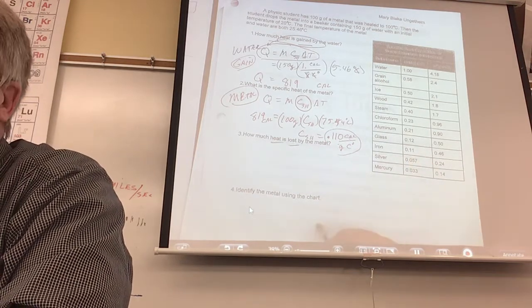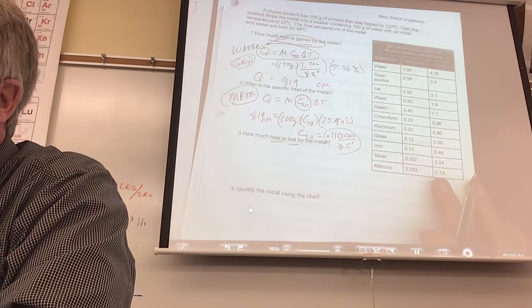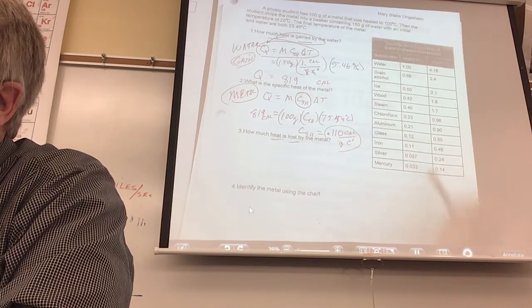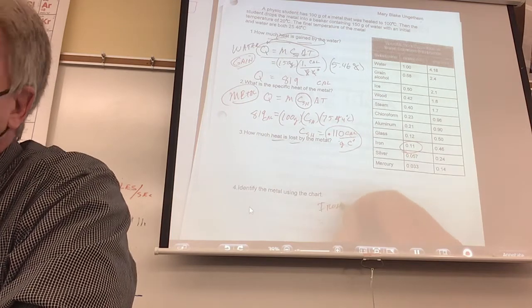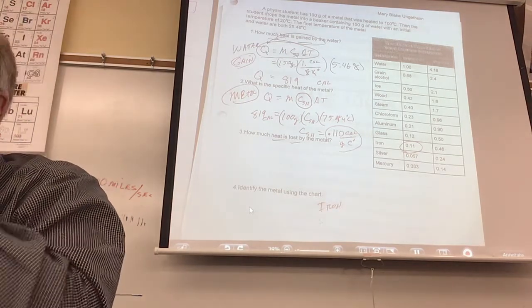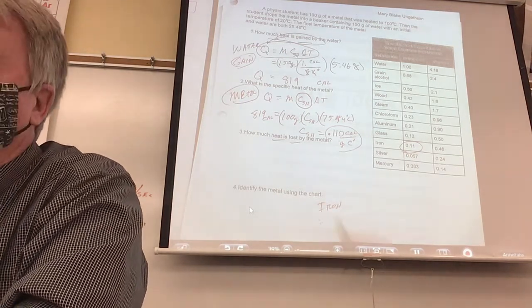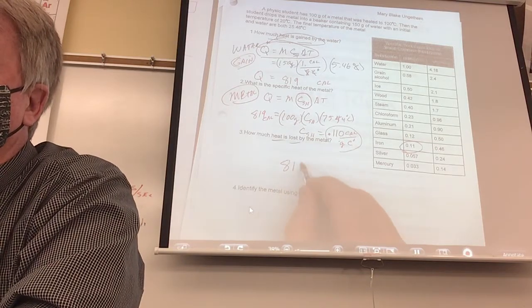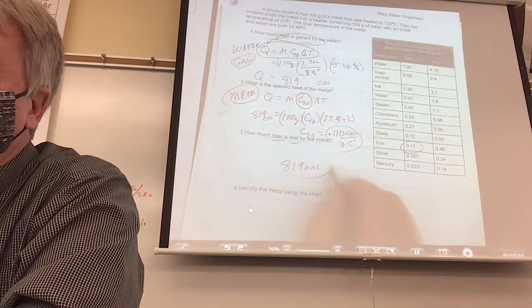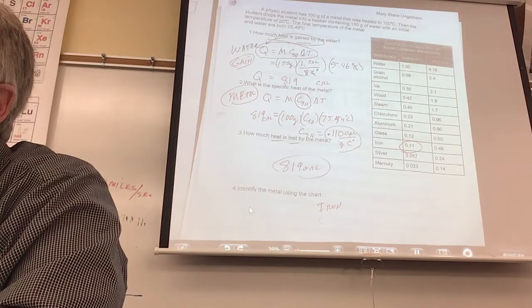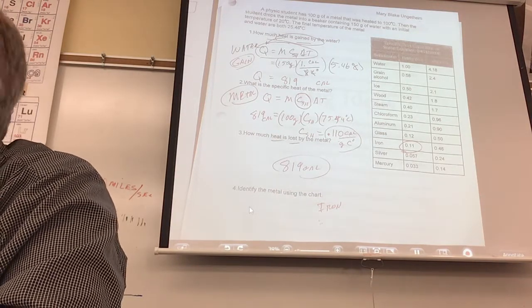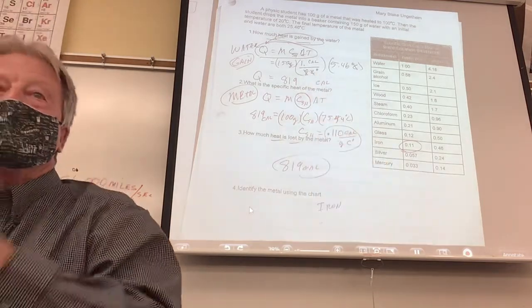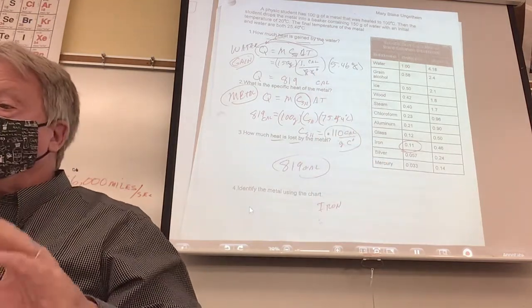What's the metal? What is this metal? Look, aha! Like I found you. Iron. And by the way, on this one, all you have to do is put 819 calories, and you don't have to show your work because guess what? Heat lost by the metal equals heat gained by the water. We figured out how much heat was gained by the water. That's how much heat was lost by the metal. What do you think?